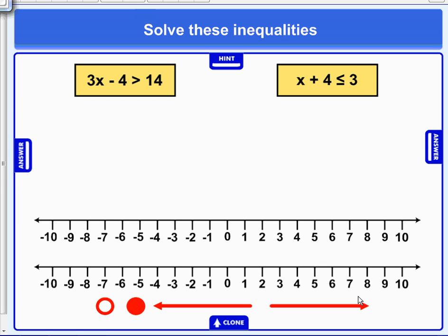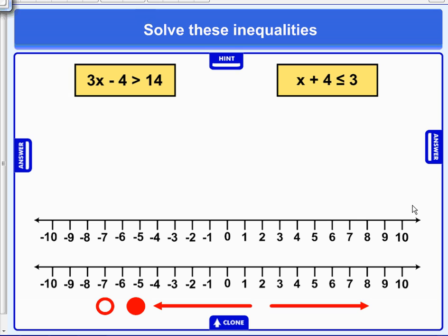Today we're going to talk about solving multi-step inequalities. So the last couple days we've been talking about adding and subtracting inequalities and multiplying and dividing inequalities. Basically in today's lesson we're just going to take those two ideas and put them together.